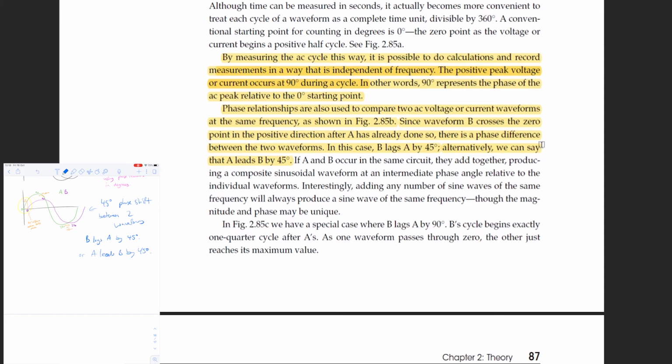Okay, so if A and B occur in the same circuit, they add together, producing a joined together sine wave. Okay, and then what's at an intermediate phase angle? Just introduce phase angle. What is that? I've heard it before, but I don't know. So they produce a combined sine wave at a blur relative to the individual waveforms. I don't get what that means. I don't know what an intermediate phase angle is.